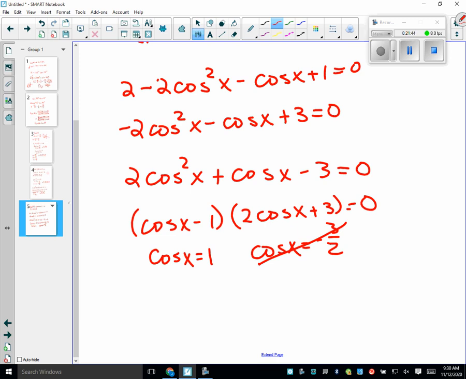And then cosine x is 1 at 0. Right? 0. It's too high.